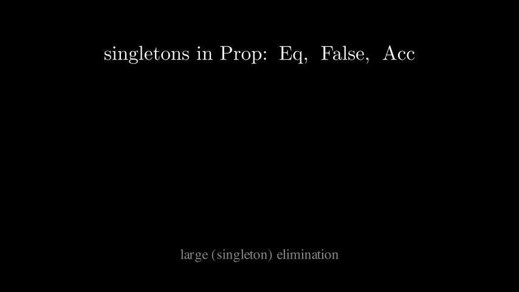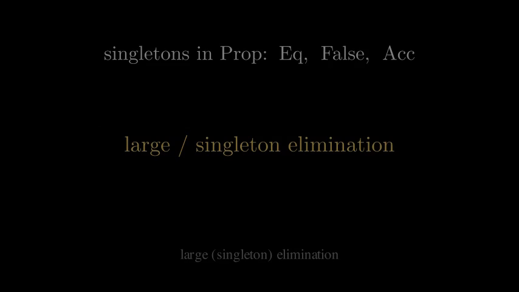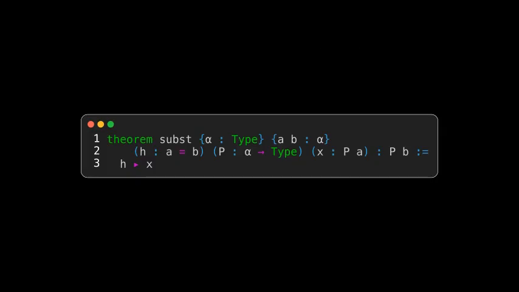CIC opens a tightly controlled escape hatch. For certain small inductives in Prop, those with at most one constructor carrying no real data, like Eq, False, and Acc, the recursor is allowed to eliminate into Type. This is called large elimination or singleton elimination. That is exactly what makes subst work, the workhorse turning an equality proof into a coercion between types. Without large elimination, a proof in Prop would have no way to act on a type-level goal, and equality in Prop would be useless.